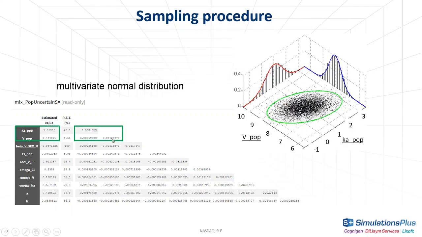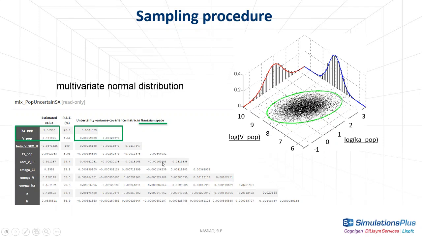Let's focus on the first two parameters, for instance. The multivariate normal distribution could look like this. However, if I sample a ka_pop value from a normal distribution and the uncertainty is large, I may end up with a negative ka_pop value. So to avoid this, we transform all population parameters so that the transformed parameter can take any value from -infinity to +infinity. So for ka_pop and V_pop, this would be log(ka_pop) and log(V_pop). And we do the sampling in this Gaussian space.